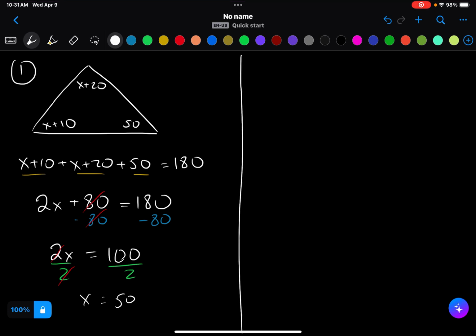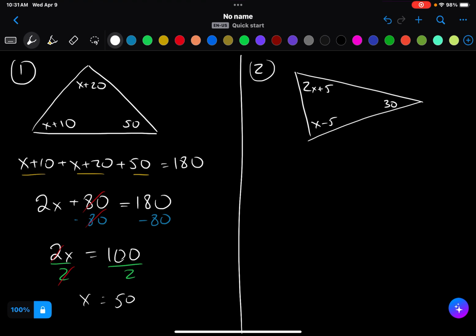Again, I labeled it as 3 twice, but the second problem should be number 2. So the second problem, you have a triangle that looks like this. 2x plus 5 for this angle, x minus 5 for this angle, and 30 for this angle towards the right. So again, we're going to use the triangle angle theorem and add the three angles together. So 2x plus 5 plus x minus 5 plus 30 equals 180.